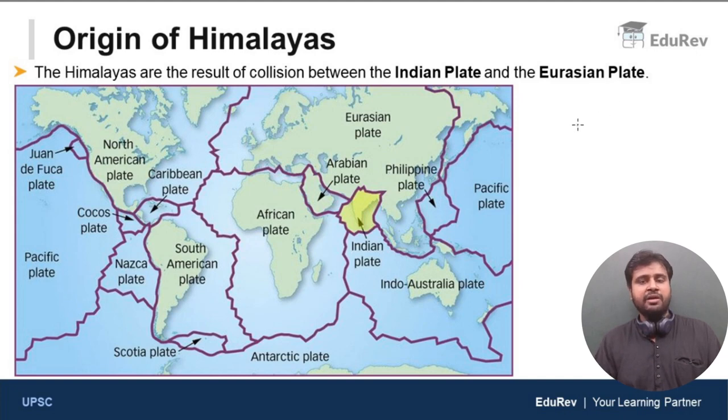The Himalayas are the result of the collision between the Indian plate and the Eurasian plate. For you to understand the meaning of this, there are some topics we have to understand first, and then we can start discussing the origin of the Himalayas. This is the Indian plate which is highlighted, and this is the Eurasian plate. Now, what are these plates?